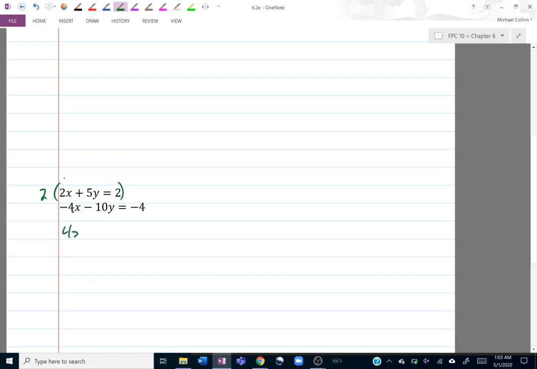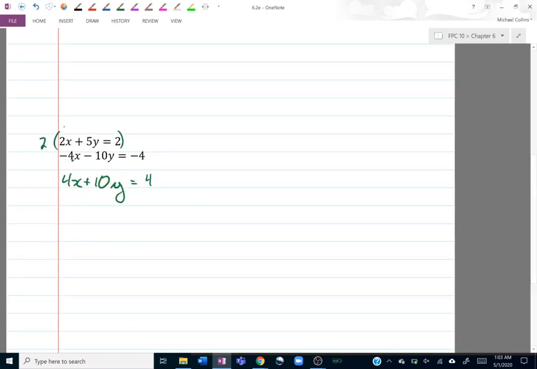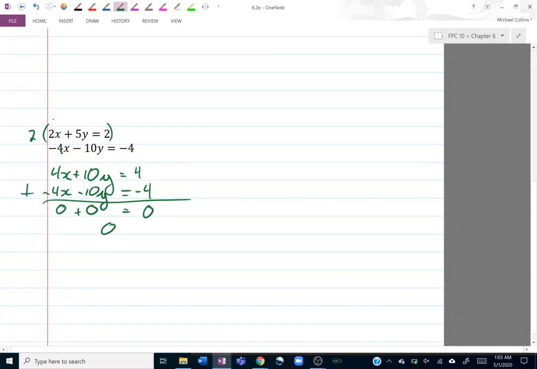So I end up with my 4x plus 10y is equal to 4. And I don't do anything to my bottom one because it's going to work. Add them together. My 4x is a 0, and I'm like, oh no, I'm getting the same thing again. My y terms are also a 0, but this time the right-hand side is the same as my left-hand side. 0 is equal to 0, which means it doesn't matter what variables I put in here. The left-hand side is always going to be equal to the right-hand side, which is weird.